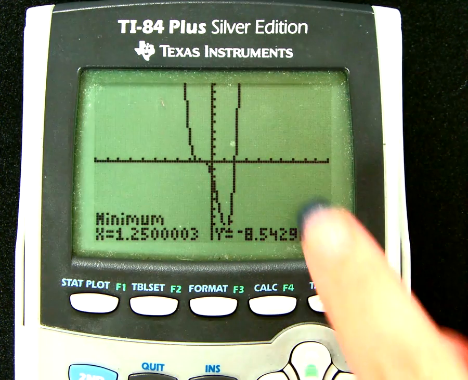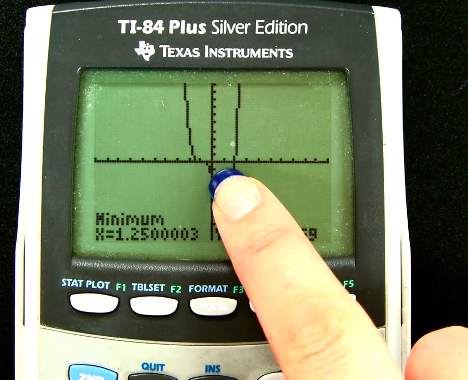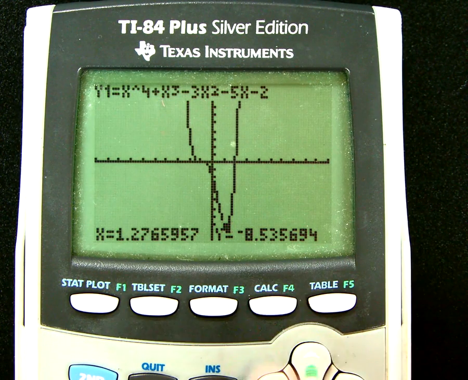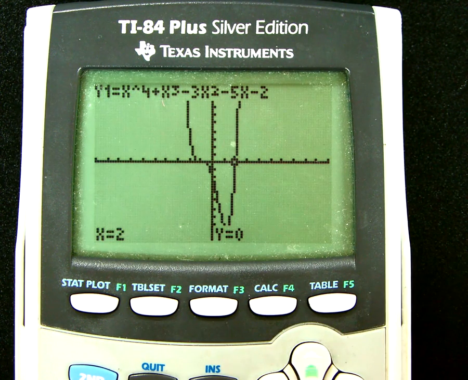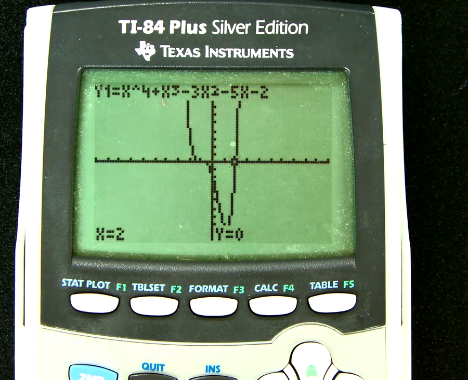And then the last 0 that we need to find is right here. And it looks like it might be at 2, so I'm going to press trace, and then I'm going to click the 2 key, and then enter. And since I got 0 for y, that is my second 0. So I don't need to worry about going left bound, right bound stuff.